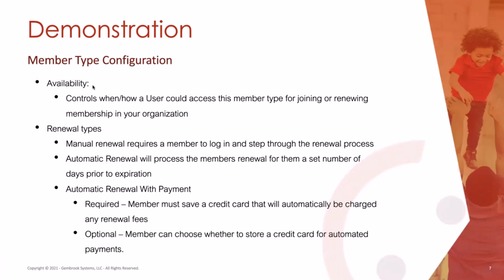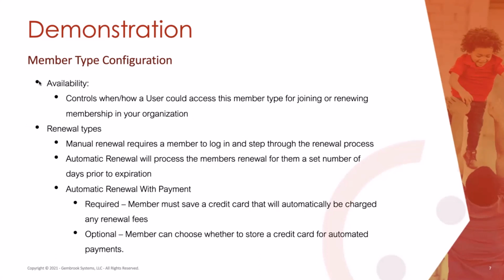So when we're looking at availability, this is going to be who is able to access that membership type. So there's a lot of different controls for availability. There's things like new users, so you can have like a discount for someone signing up, or maybe it's a little bit more expensive the first time someone signs up to cover administrative onboarding. We'll also take a look really quickly in just a second over our renewal types.